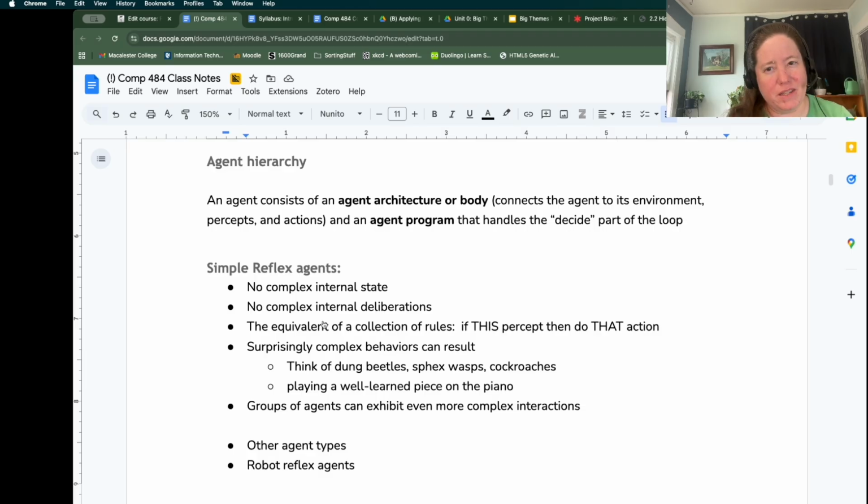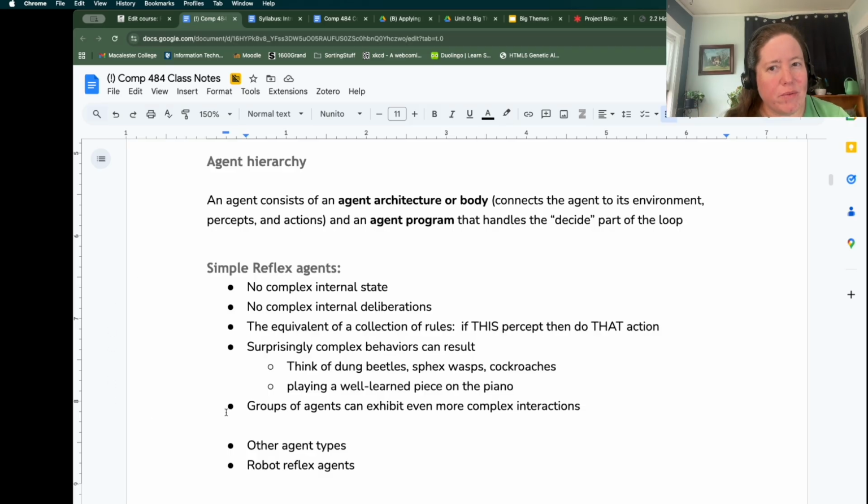What's interesting about simple reflex agents and why they're kind of an interesting thing to study is that when those agents interact with their environments, you often get really interesting complex behaviors like the dung beetles or the sphex wasps. You can get complex multi-agent behaviors. So the behavior of a bee swarm or an ant colony, each of the individual agents is very simple, basically a reflex agent, but when they interact with each other, marvelous things happen.